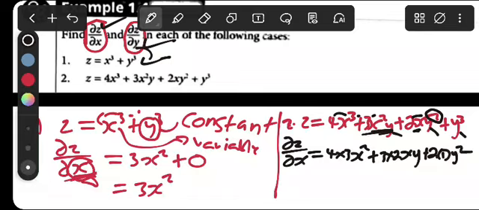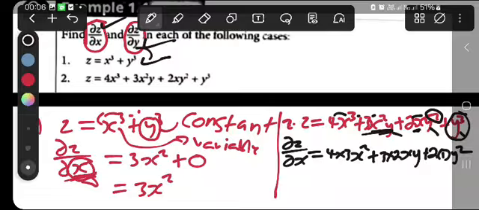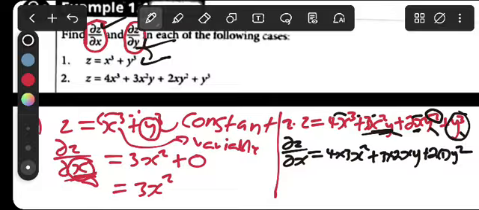Then here, this is simply just a constant, guys. That is simply just a constant. So that will be plus 0. All right, hopefully you understood this. This will simply just be 0.